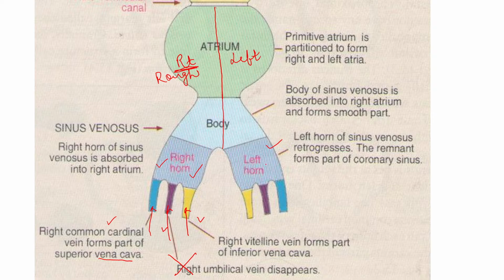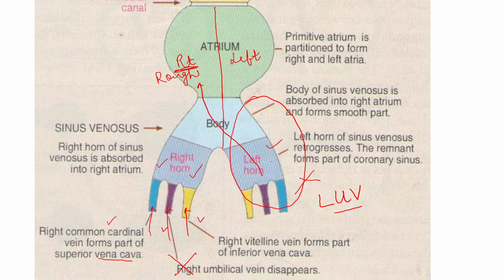But what will happen to this left horn? This left horn of the sinus venosus will completely degenerate or retrogress. The only part which will persist from the left horn is the left umbilical vein, and this left umbilical vein will bring all the oxygenated blood through this sinoatrial opening to the right atrium.